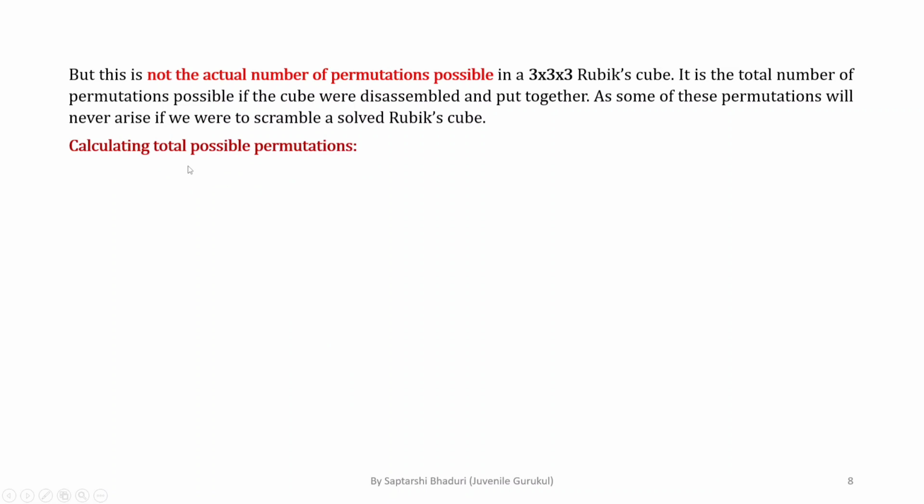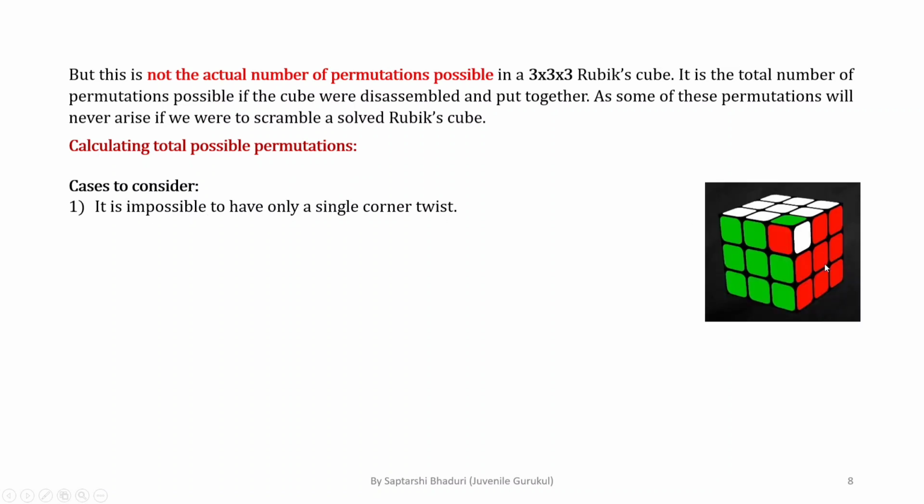Now we are going to calculate the total possible permutations which are possible when we scramble a solved Rubik's cube. We have to consider some cases. First, it is impossible to have only a single corner twist. Here I have shown a picture. A single corner twist is never possible.